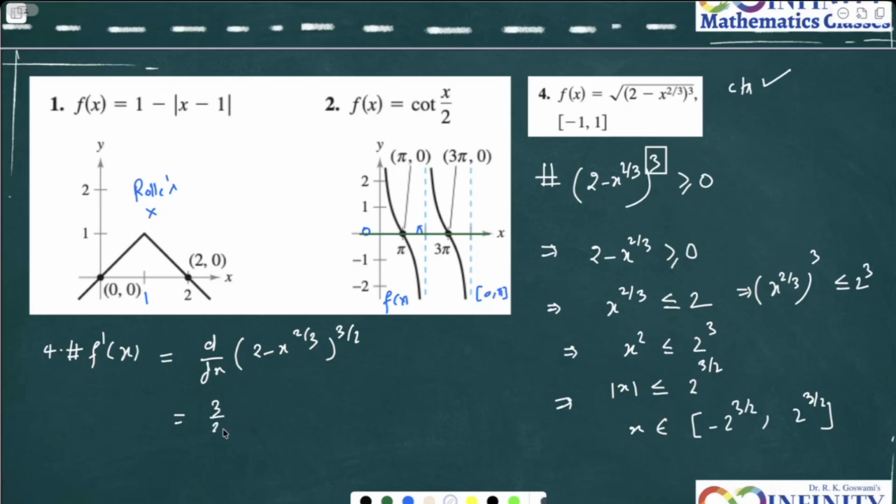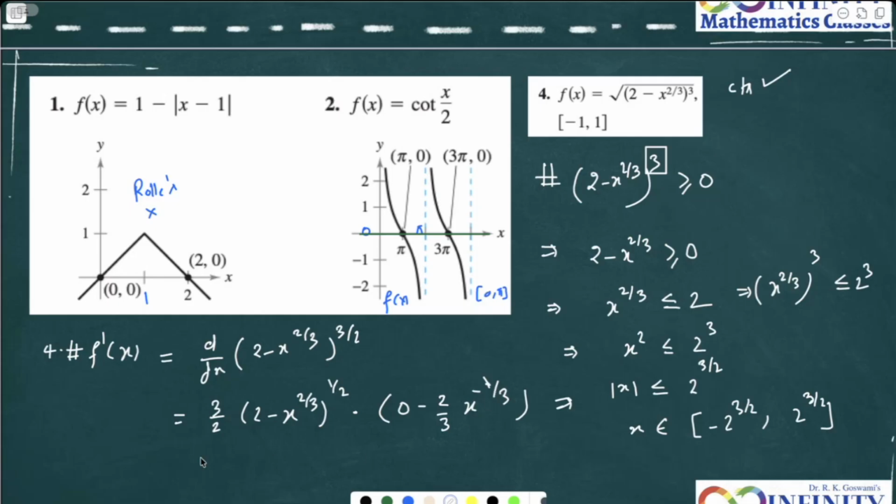I can write 3 by 2, (2 minus x power 2 by 3), exponent 1 by 2, that is square root, multiplied by the derivative. This time it is going to be the derivative of 2 is 0, minus, what is the derivative of x power 2 by 3? The derivative of x power 2/3 would be 2/3 x power negative 1/3, yeah.